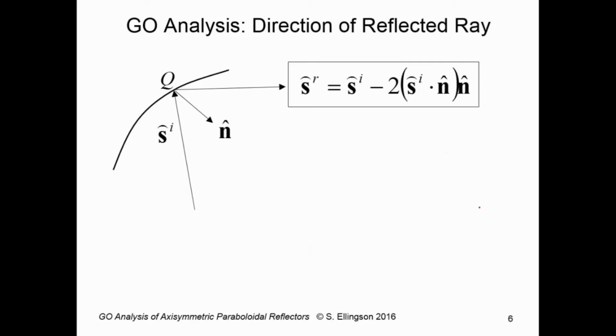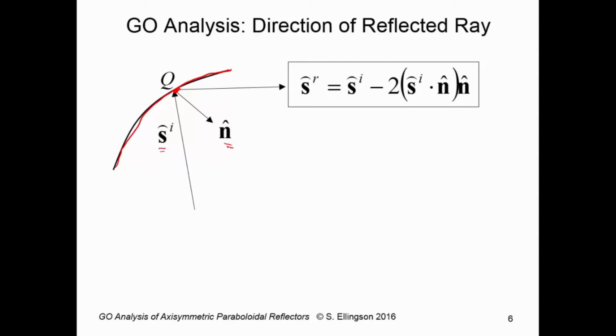Next, let's consider the direction of the reflected ray. The very simple way to compute the direction of the reflected ray is shown in this picture. Here is some reflecting surface. Here is the point of reflection. Here is a unit vector describing the direction of incidence. Here is a normal to the surface.